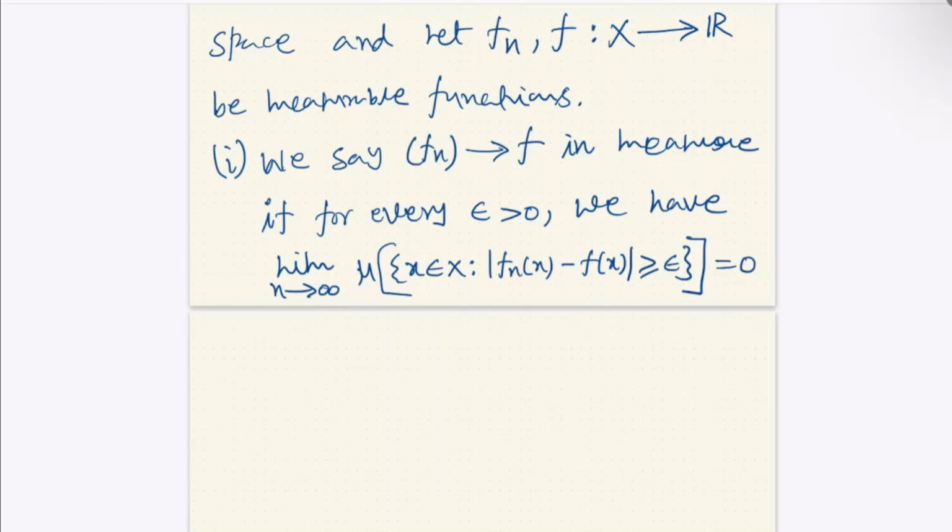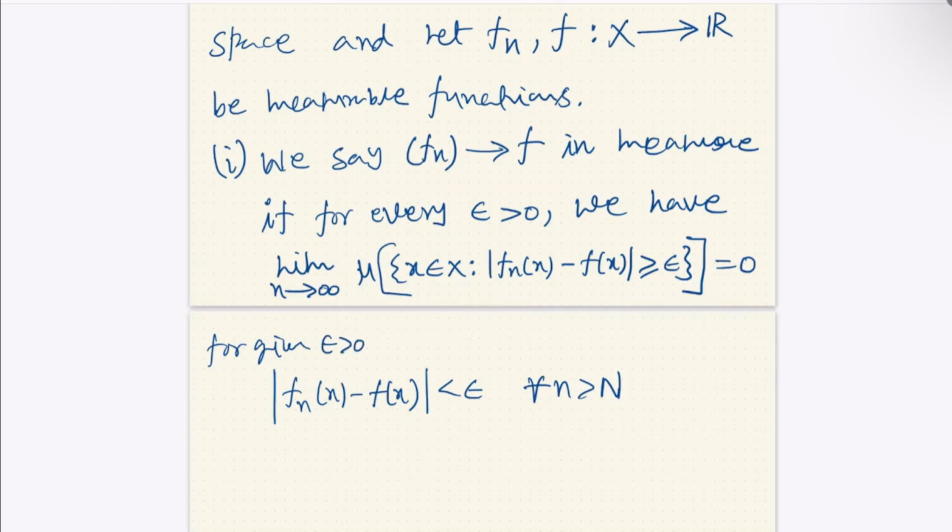So can you relate this way of writing the definition to our known definition? Can anyone explain? Your known definition is modulus of f_n of x minus f of x less than epsilon for all n greater than or equal to N, for given epsilon greater than 0, right? This is our known fundamental definition.